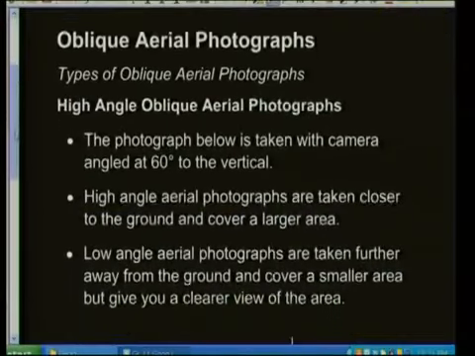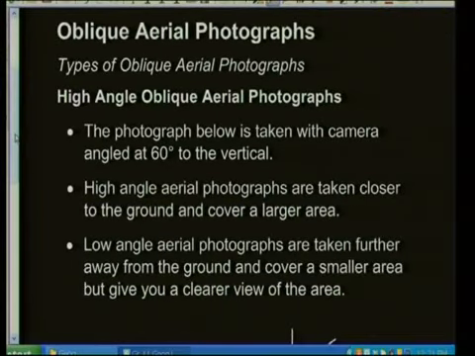Okay? The high angle photograph. Now, the high angle photograph is also taken at an angle, but at an angle of 60 degrees to the vertical. All right? Let's look at this.